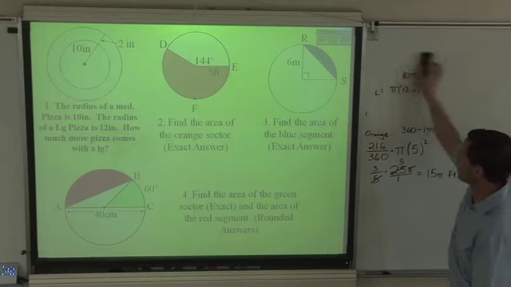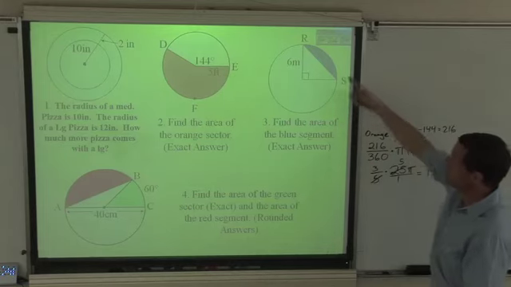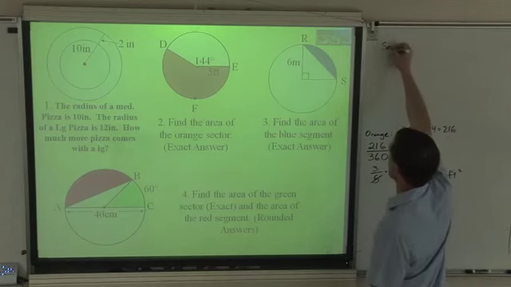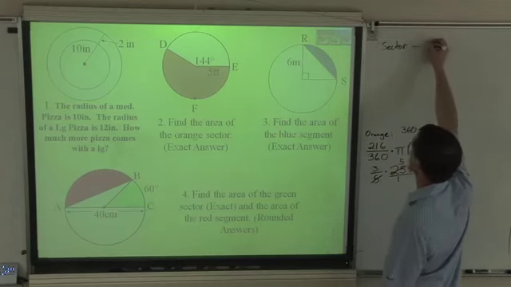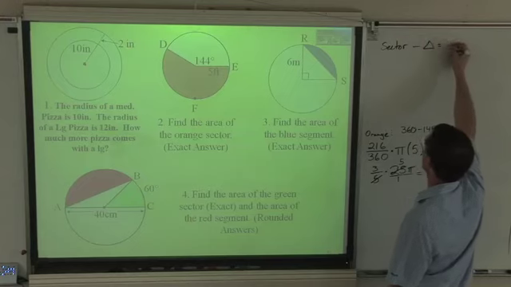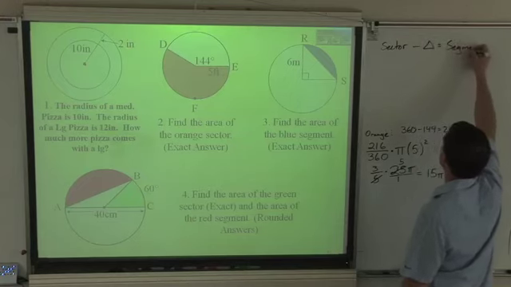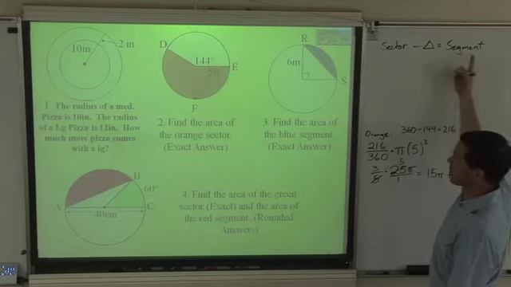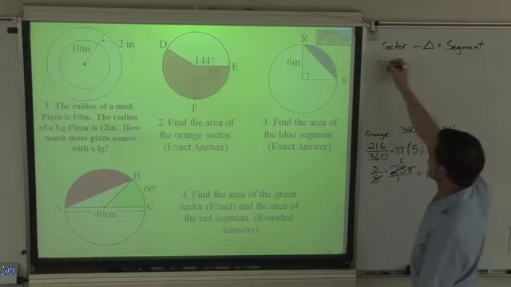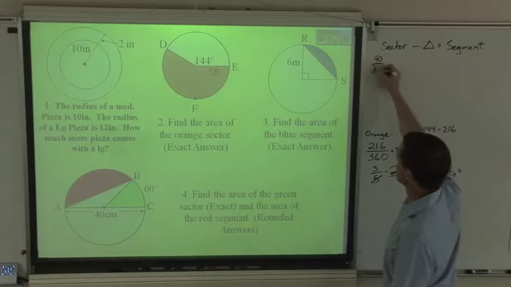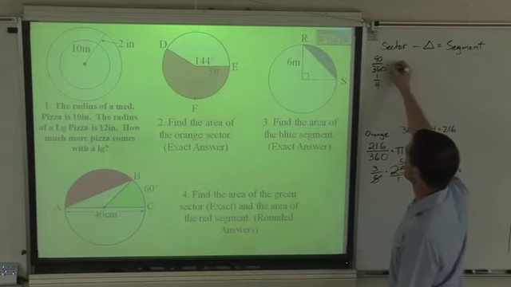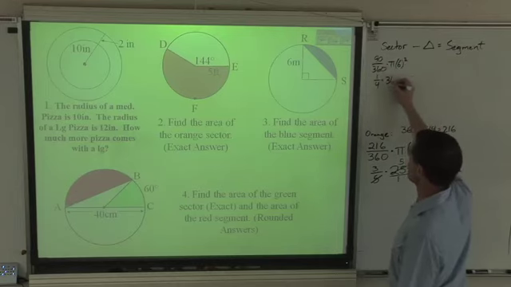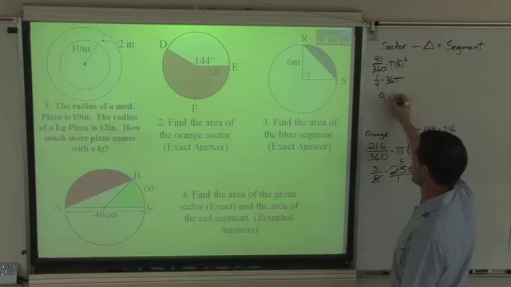Let's go up here to do the blue segment. So remember, we're going to do sector minus triangle equals segment. The sector is 90 degrees out of 360, which is 1/4 of pi times 6 squared. So 1/4 of 36 pi is equal to 9 pi.